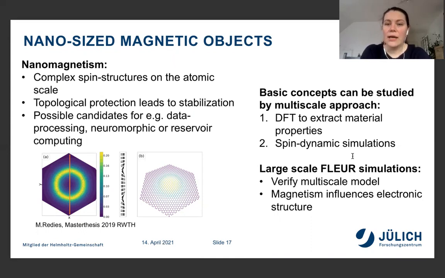And so far, the procedure to study such systems was a multi-scale approach. You first do DFT calculations to extract some parameters, to extract some material properties, and then you use these parameters to run spin dynamics simulations. But now it slowly becomes possible not only to verify this multi-scale model, but also to understand how exactly the electronic structure is affected by the complex magnetism in such structures.